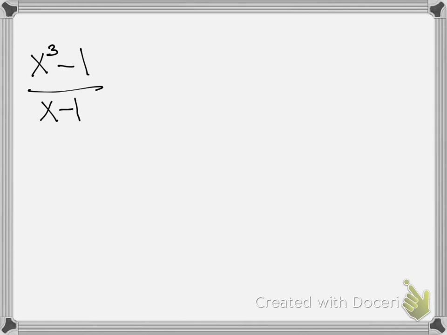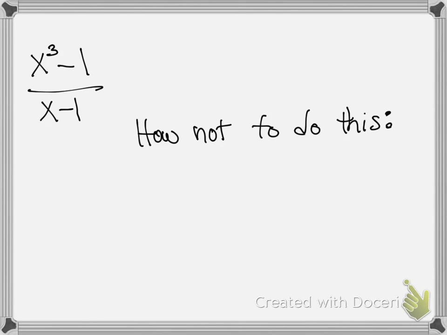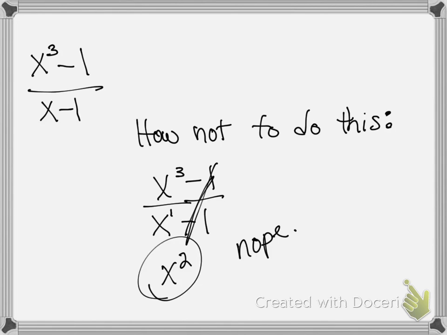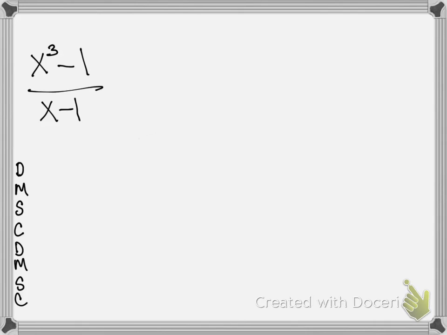When you look at this problem, you might think, hey, how about I just cancel some things? I could cancel those negative ones, I could subtract my x's. Unfortunately, it doesn't work because if you have a partial sum, meaning a subtract or an add, you can't cancel something. So we're going to do long division.